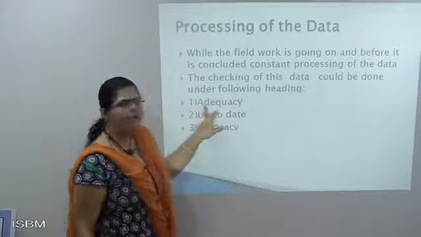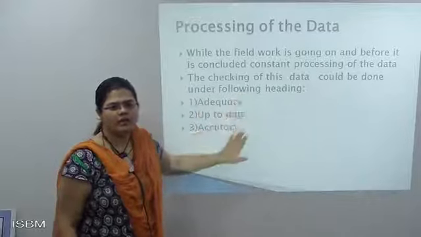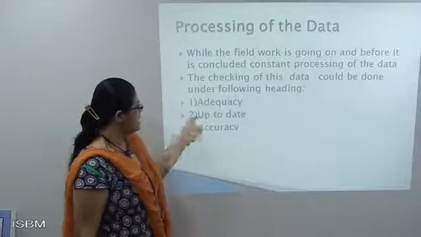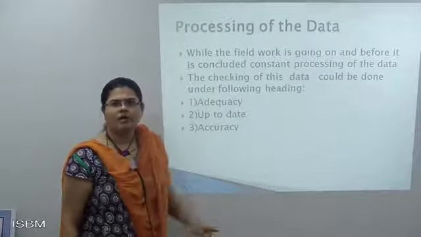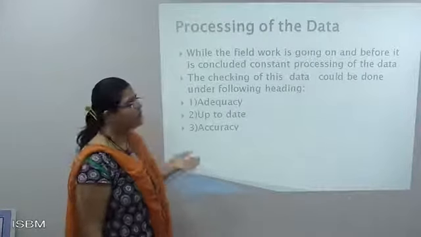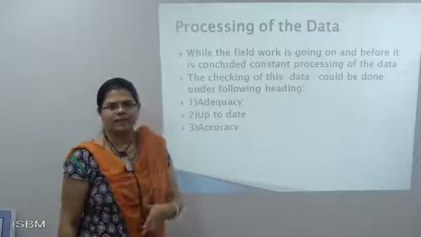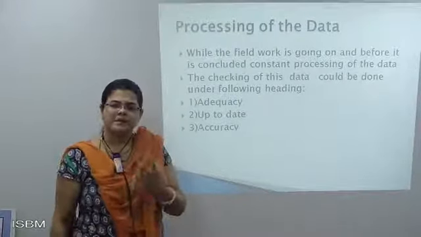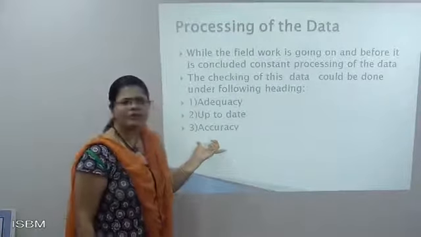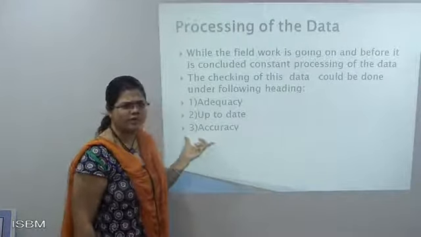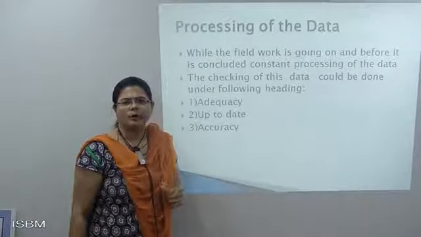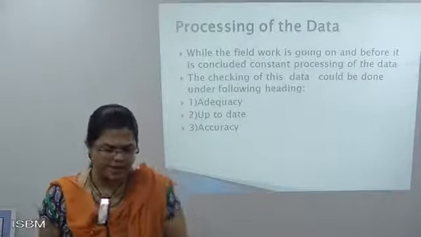Adequacy means that the data you have collected matches that particular information or not. Next, up to date: the data you have got, because then only you can conclude that your data is properly stored. According to this only can you process the data ahead. Accuracy: you need to check how accurate the data is, because then only will you get properly accurate information.